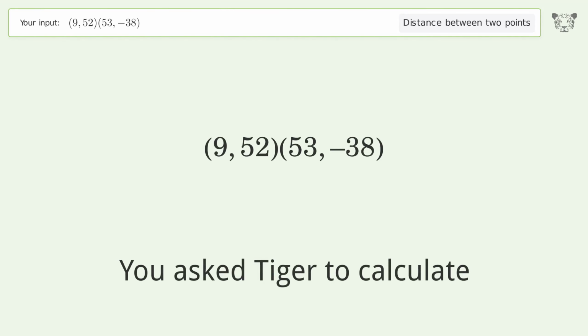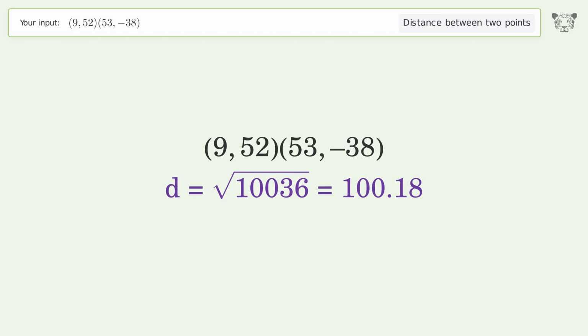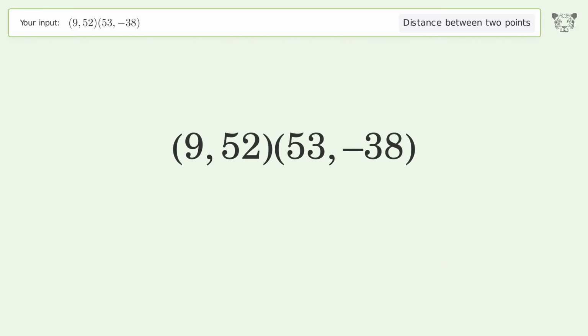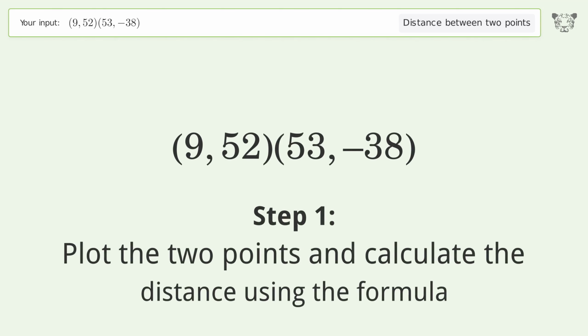You ask Tiger to calculate. This deals with the distance between 2 points. The distance between the 2 points is the square root of 10,036, or 100.18. Let's solve it step by step. Plot the 2 points and calculate the distance using the formula.